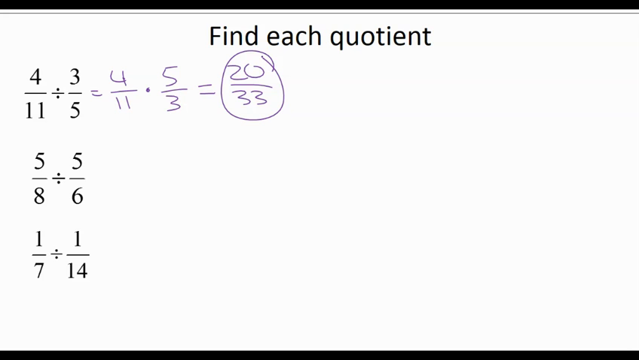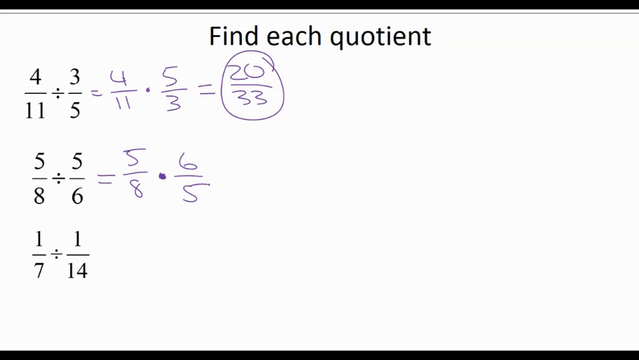So let's look at our next one. 5/8 divided by 5/6. So first thing I do, 5/8 stays the same. Second fraction, you can put the X symbol for multiplication or the dot. It doesn't matter. So instead of dividing by 5/6, we multiply by 6/5. I flip it. Now I look at this. I can definitely simplify before I multiply, and I can actually double simplify.